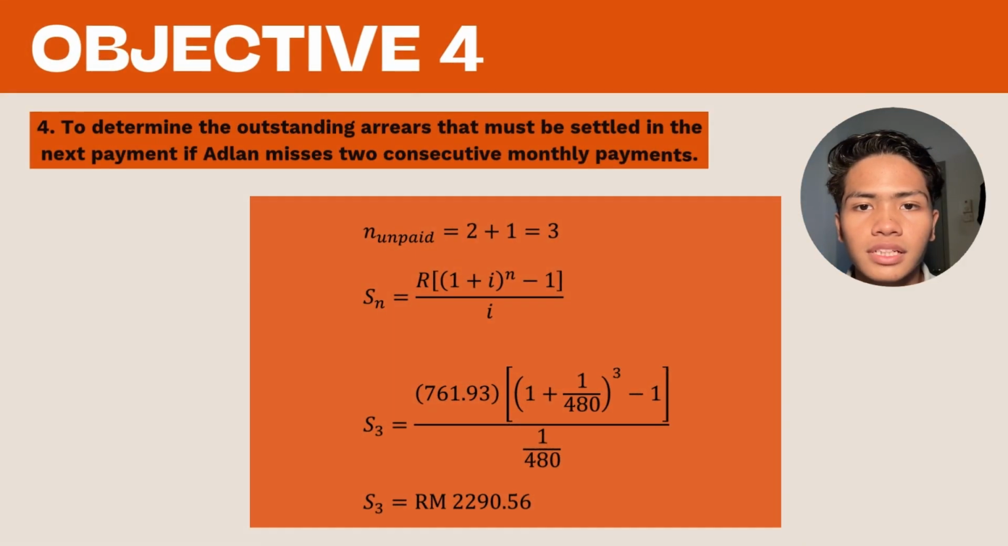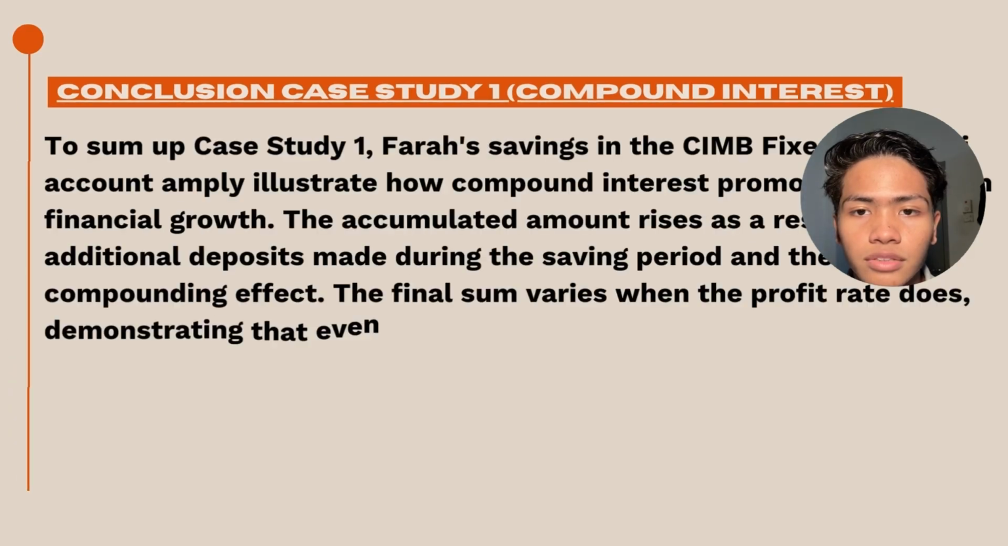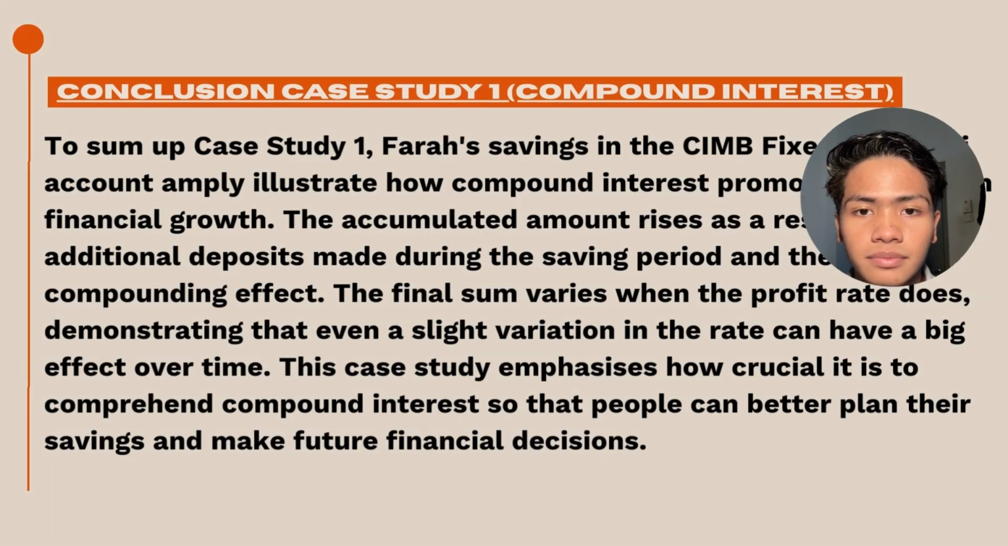Objective 4. To determine the outstanding arrears that must be settled in the next payment if Adlan misses 2 consecutive monthly payments. n unpaid equals 2 plus 1 equals 3. The formula is S n equals R times, in brackets, 1 plus i to the power of n minus 1, divided by i. S3 equals 761.93 times, in brackets, 1 plus 1 over 480 to the power of 3 minus 1, divided by 1 over 480. S3 equals 2,290 ringgit 56 cents.